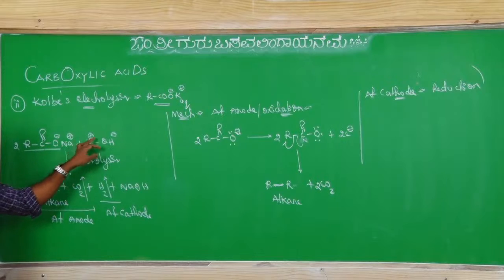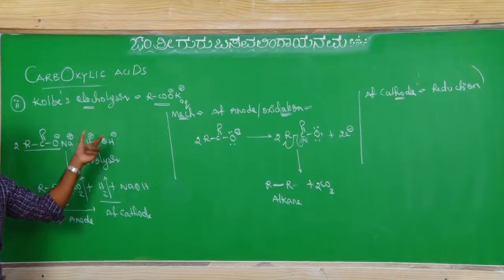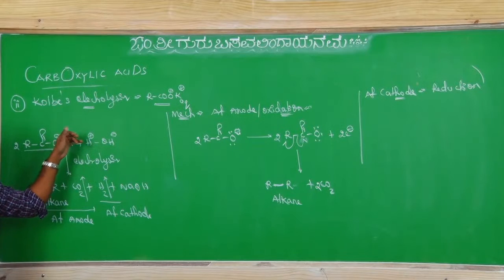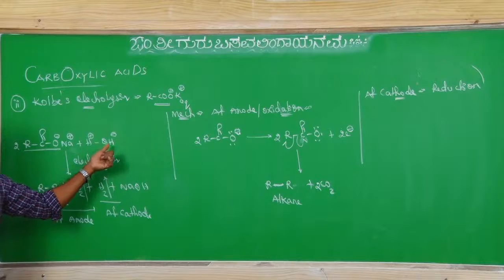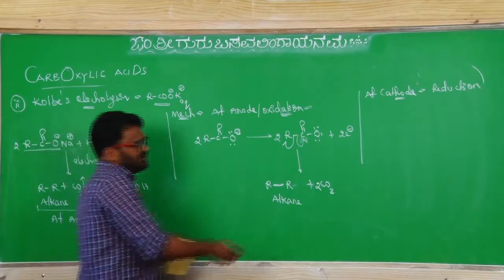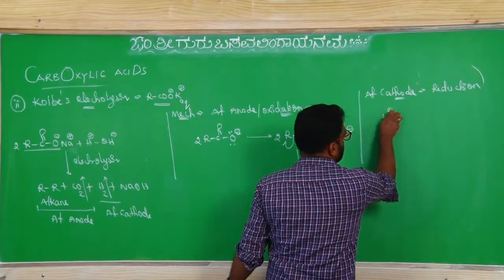Next, in Na plus and H plus, who will undergo reduction? Which reduction potential is more? Hydrogen reduction potential is 0. Sodium plus reduction potential is negative. So is minus more or 0 more? 0 is more. That means hydrogen, H plus, will undergo reduction. Instead of Na plus and H plus, here H plus will undergo reduction, 2 mole.